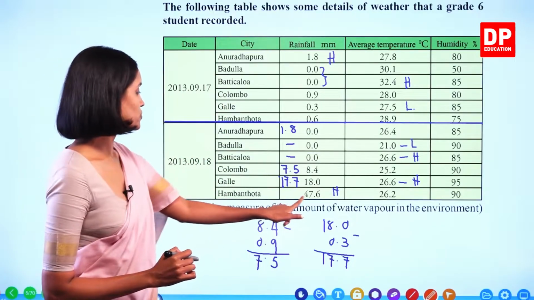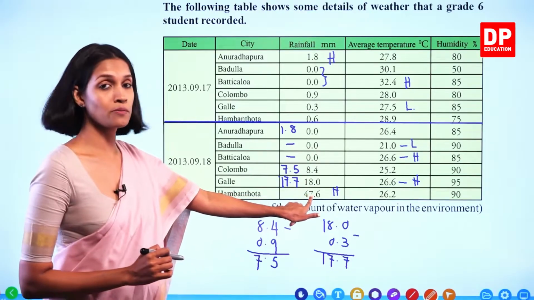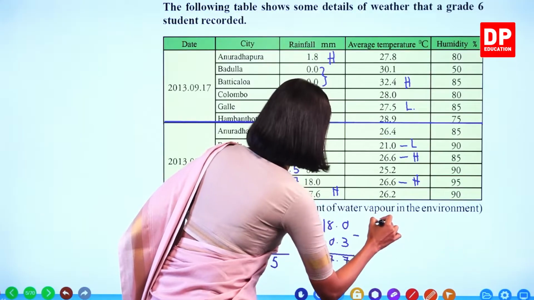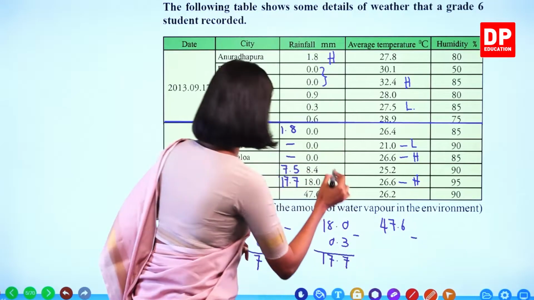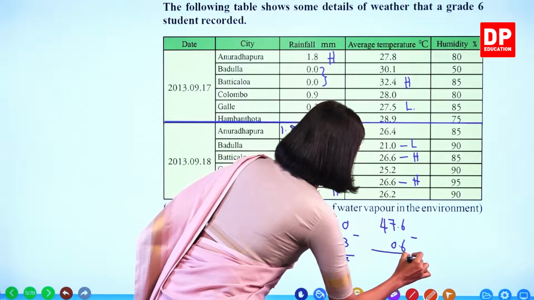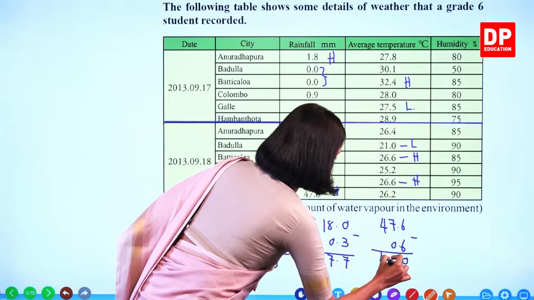And here Hambantota, 0.6, here 47.6, right? So 47.6 minus 0.6, because we have to find the difference. 6 minus 6, 0, and here 47.